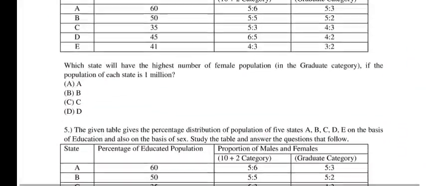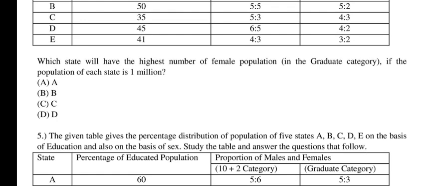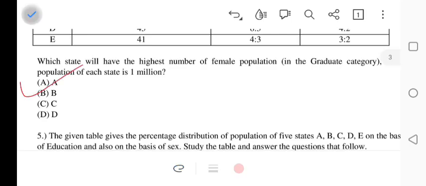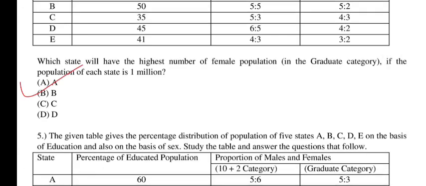Next is saying, which state will have the highest number of female population in the graduate category if the population of each state is 1 million? A, B, C, D. So it will be option A according to me. Me means from my research.